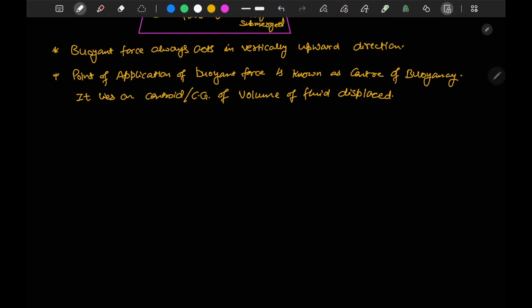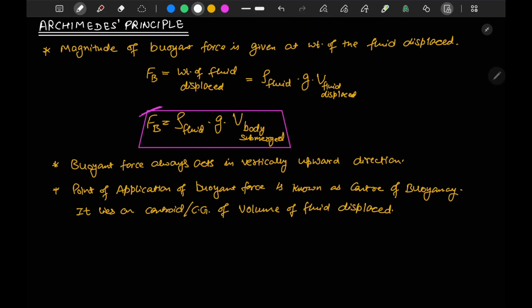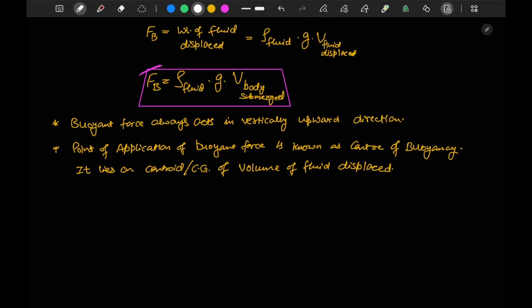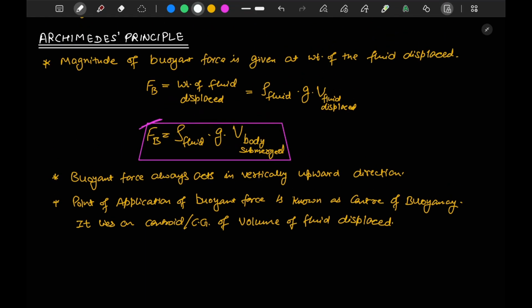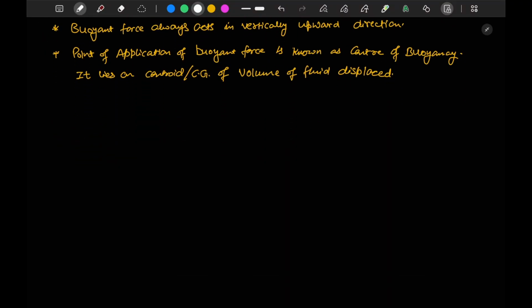Now let's say I want to derive how this Archimedes principle came into picture. I won't be telling you the story of Archimedes and the king and the gold crown, I think you should already know about that. In this I will talk about how this formula comes, how to derive this formula.